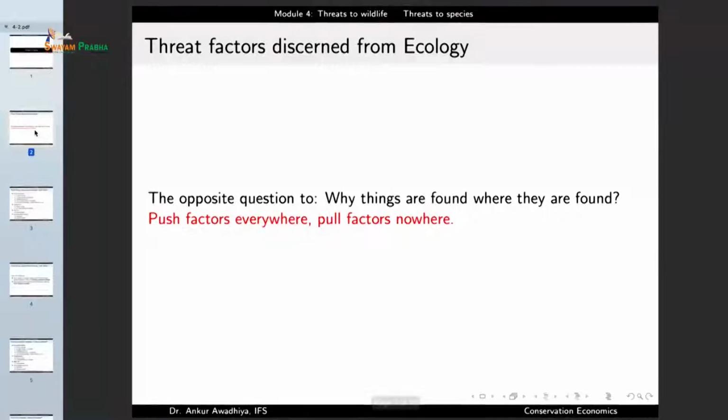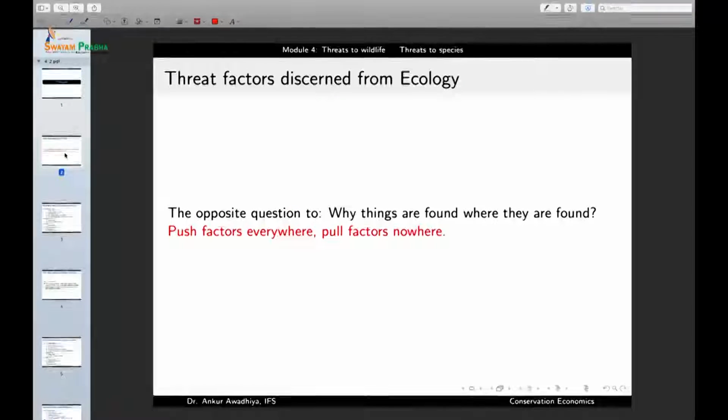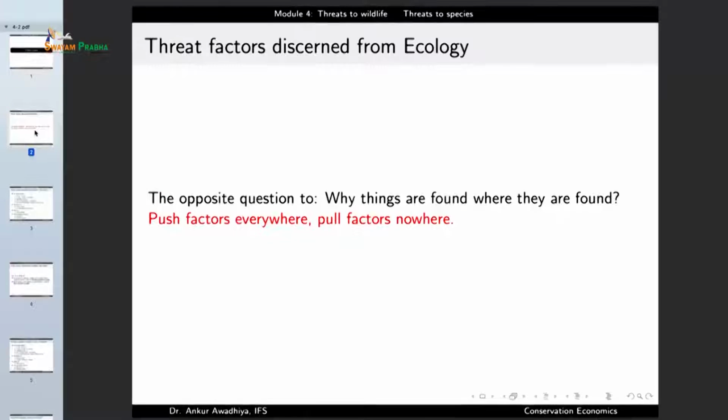Namaste. In today's lecture, we'll have a look at the threats to species. The threat factors can be discerned from ecology. And in the last lecture, we had seen that there are a number of push and pull factors that decide or determine whether an organism will be found in a particular place or not.